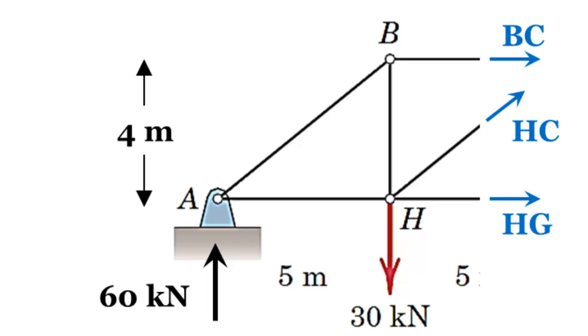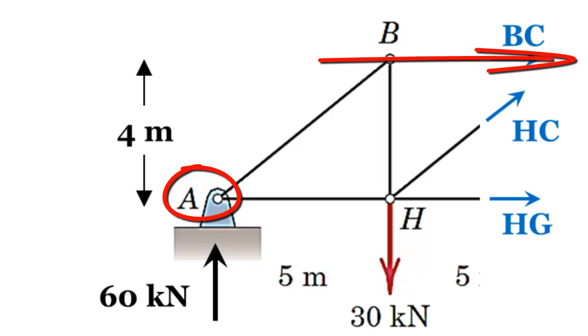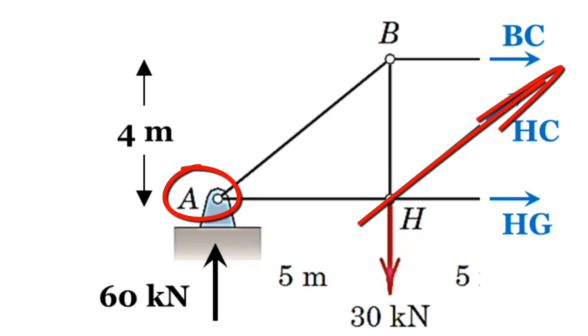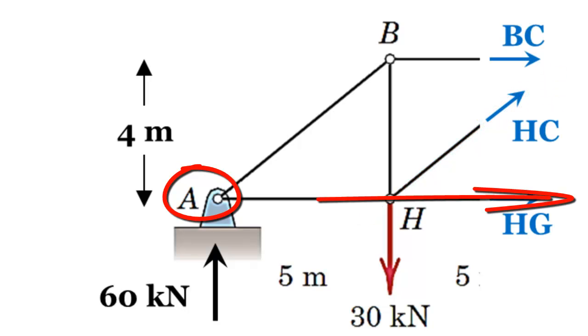Okay, what are the other candidates? Point A. If I take the summation about point A, BC doesn't pass through A, perfect, so I can solve for BC. But let's double check. What about the other forces? The unknown forces, I mean. HC, it doesn't pass through A. HG, it does. So something about A will cancel HG, but I still have two unknowns, BC and HC.